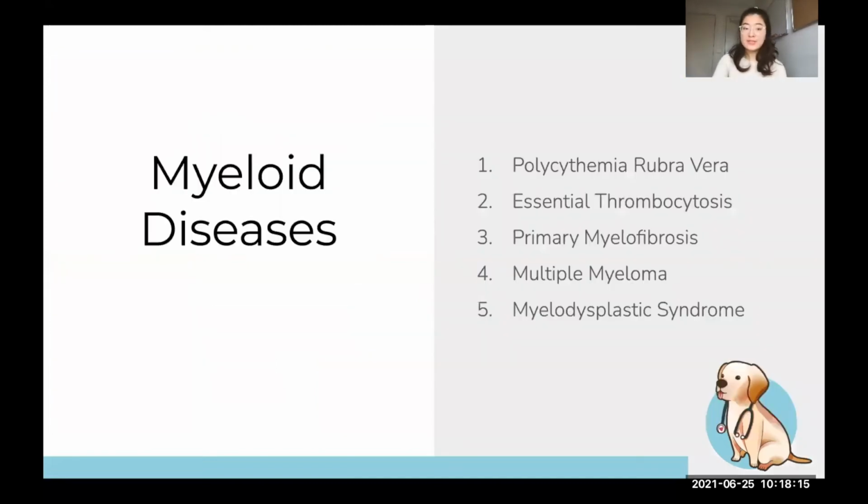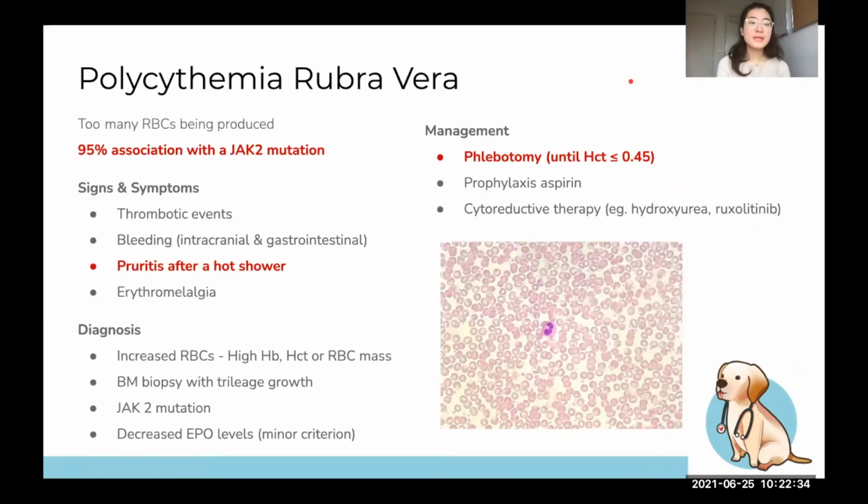Now we will be moving on to myeloid diseases, kind of like the rest of the stuff. The main stuff that we'll be covering is all over here. Now we'll talk a bit about polycythemia rubra vera. This is just when you have too many red blood cells being produced, and a 95% association with a JAK2 mutation.